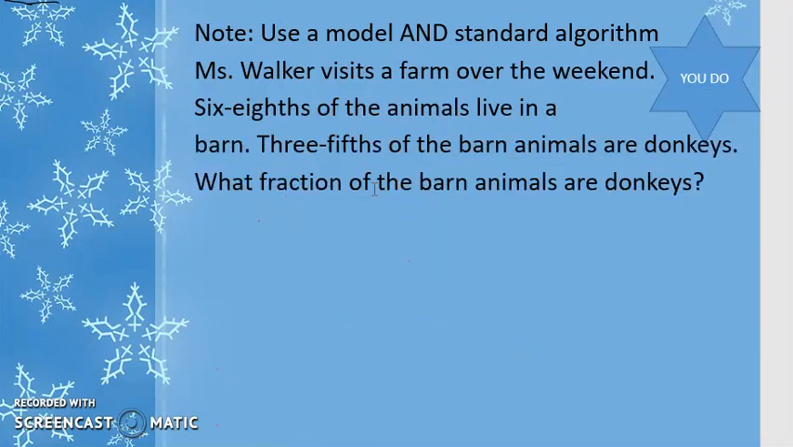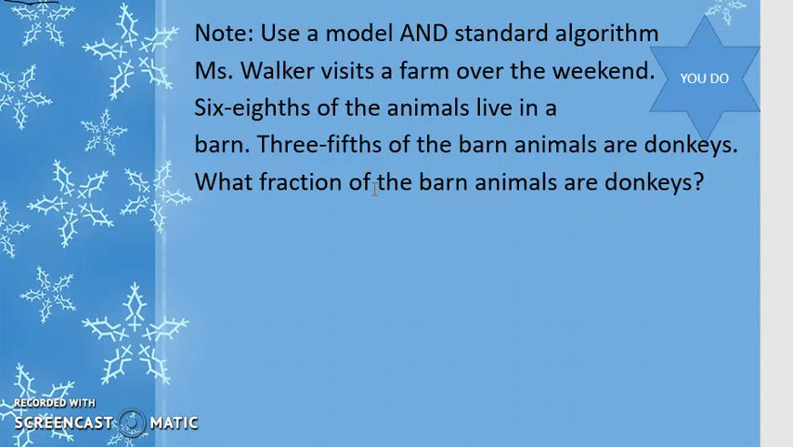Okay, now let's go ahead and pause the video. Go ahead and read this problem and make sure you pay attention to the note. I would like you to model your answer and also show me in standard algorithm. We'll come back in a second and check.